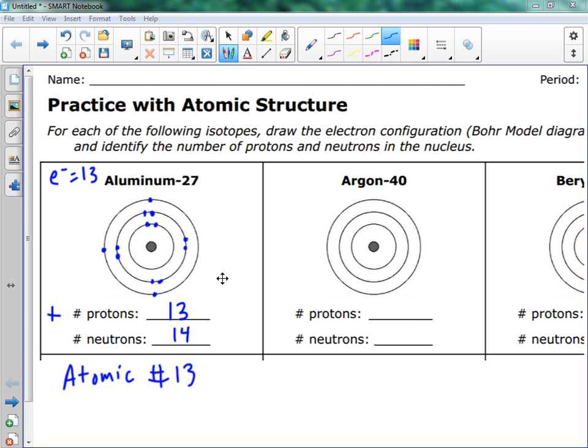Okay. We'll see later on that what's really important with these diagrams are the electrons in the outermost energy level. It turns out that those end up being very important in the chemical properties of the element.